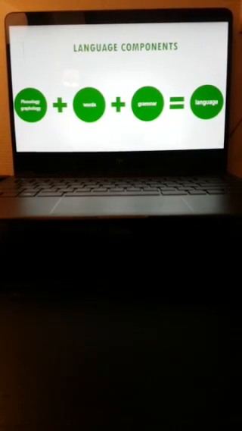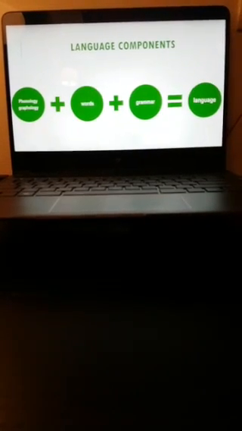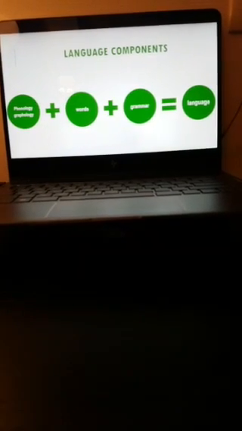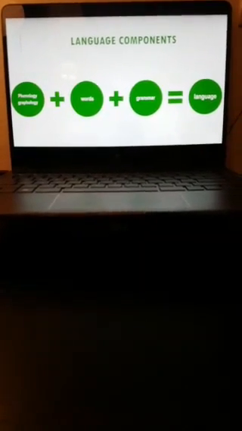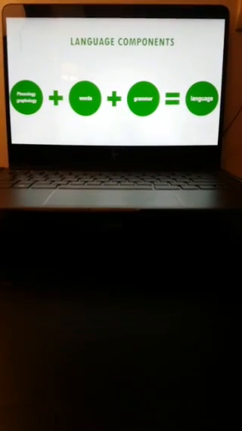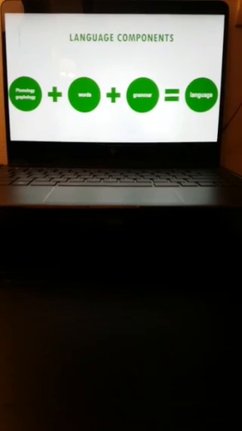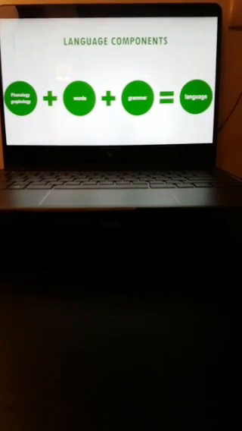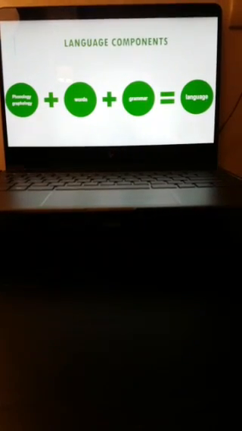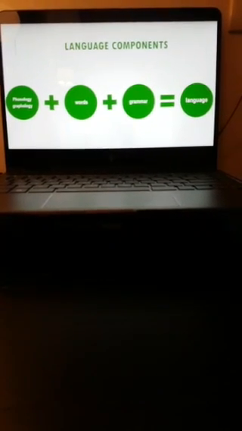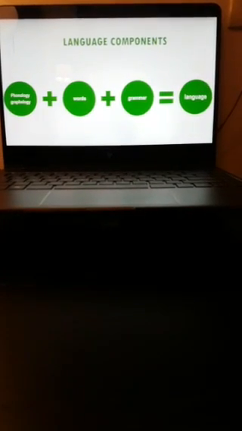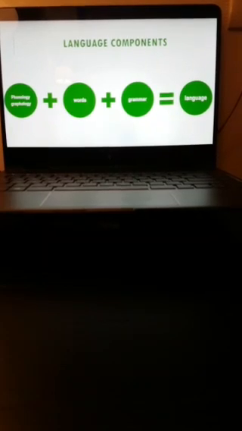Syntax means word order, how we put words together to form questions, statements, exclamatory sentences, passive, active, negative. And morphology shows how we can form singular, plural, feminine, masculine, tense, aspect, comparative or comparison, and so on.